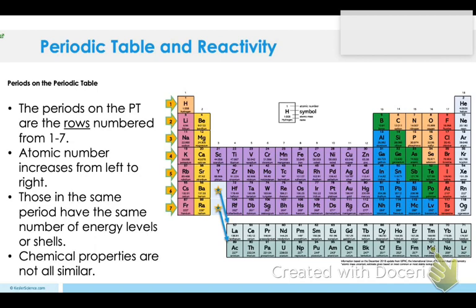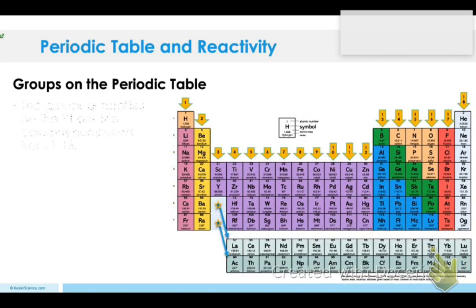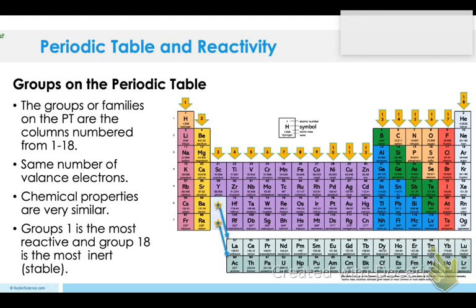All right, go ahead, hit the next slide. So your groups. Groups on the periodic table. If you look at the arrows, your groups are going to go down. They're numbered 1 through 18. So these are your groups 1 through 18.